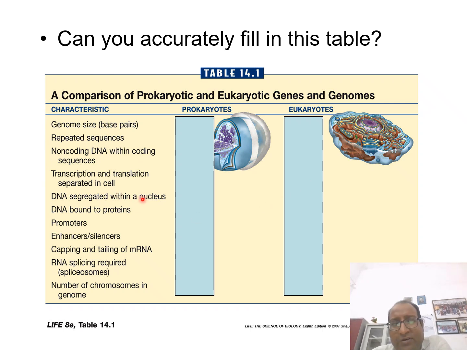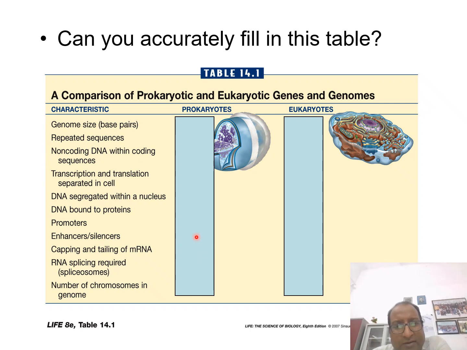Is the DNA open to the cytoplasm? In eukaryotes it is separated from the cytoplasm by the nucleus. Is DNA bound to protein? Yes, in prokaryotes it is bound to some basic proteins, but not histone proteins. But in the eukaryote, the basic protein histone binds with the DNA molecule. Promoters are there in the gene, but in prokaryotes the promoters are flanked by the operator and regulator regions. In eukaryotes, promoters are also there in the gene, but they also have long regulatory sequences upstream as well as downstream of the promoter area.